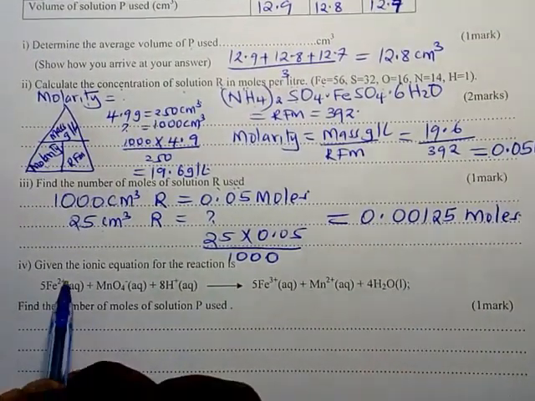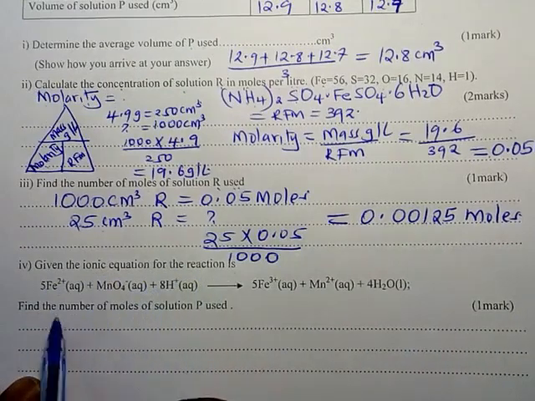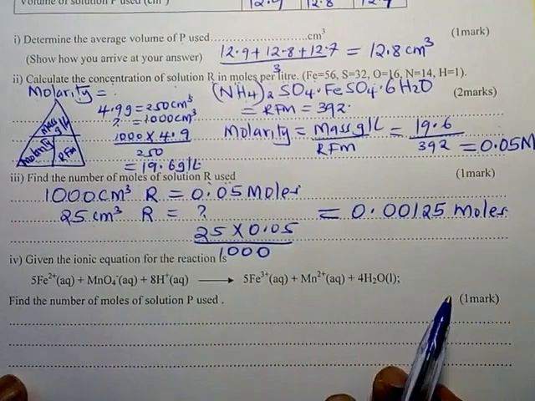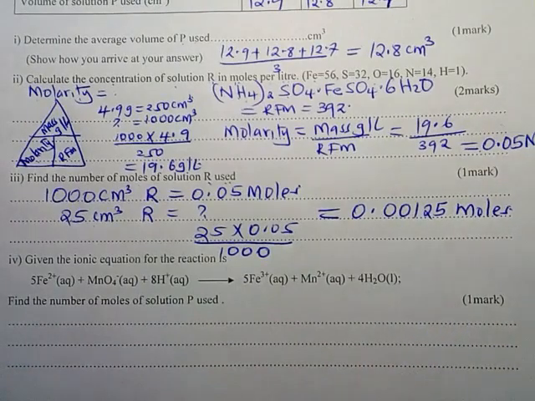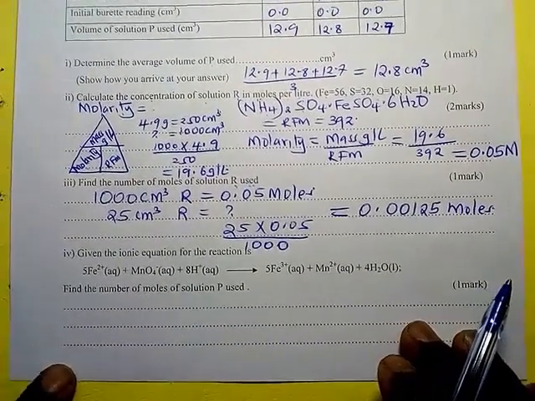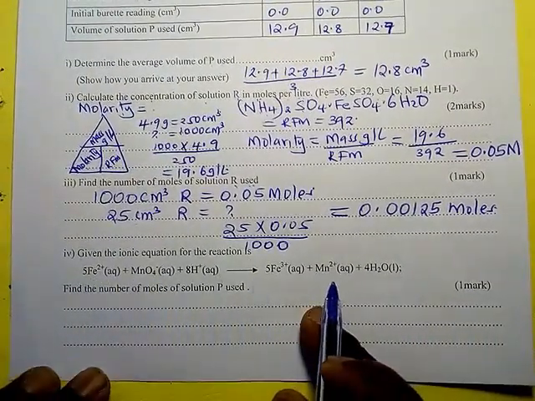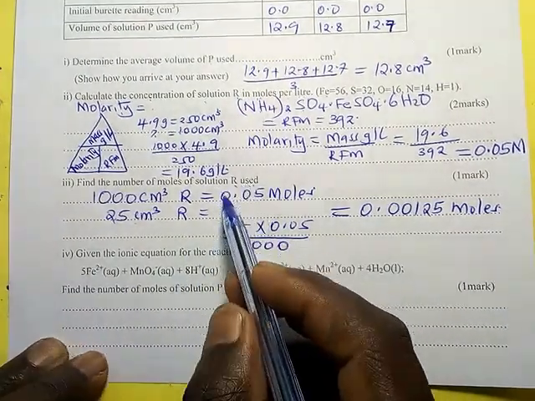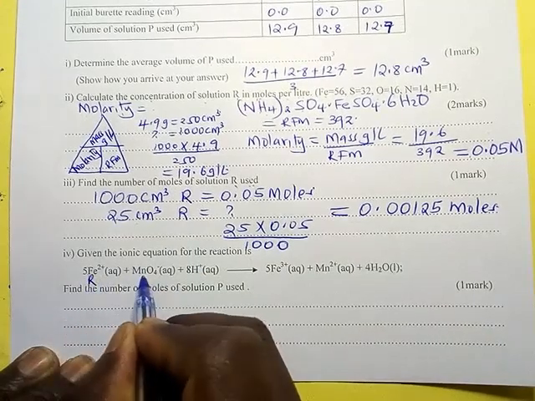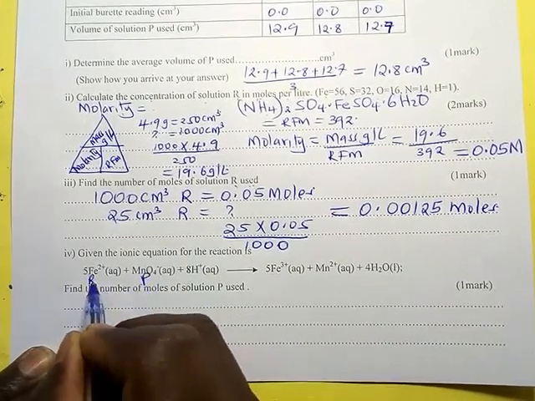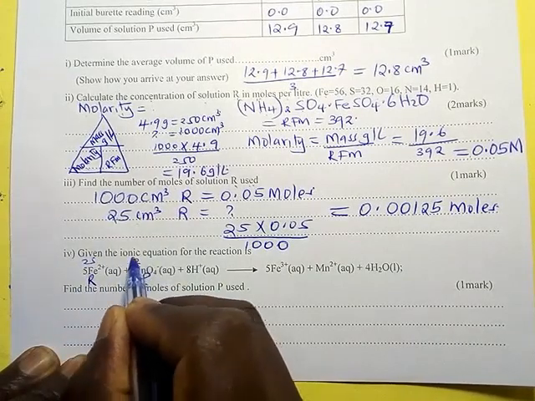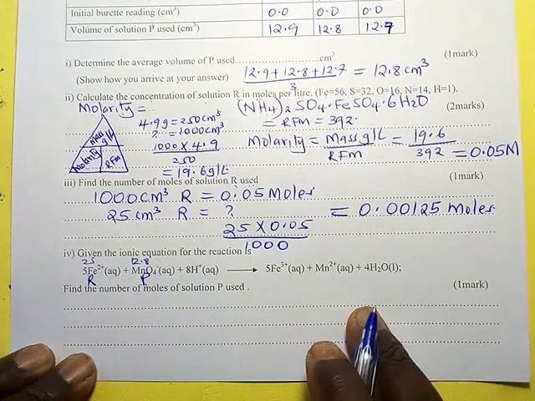Next question. Given the ionic equation for this reaction. You will always be given the ionic equation, so you don't need to worry about that. So we have been given the ionic equation of the reaction that took place. But remember, what is R? R was the ammonium iron 2 sulfate. So this one represents R. This one represents P. What was the volume of this used? 25. What was the volume of this used? 12.8. It's important to note that.